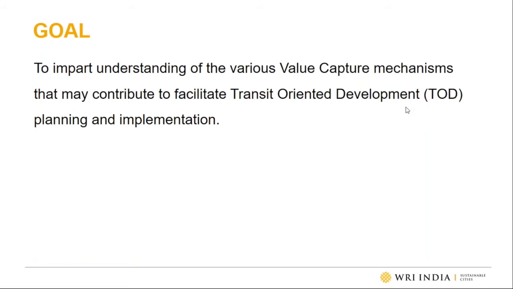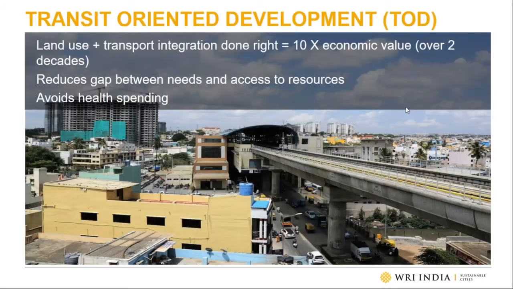Studies have indicated that if the land use and transport integration, what we popularly refer to as TOD, in cities is done right, investments made in public transit have potential to generate 10 times in economic value for a city in just over 2 decades, in part by reducing the gap between people's need and access to resource and economic opportunities, and by avoiding significant health spending due to long commutes and road fatalities.